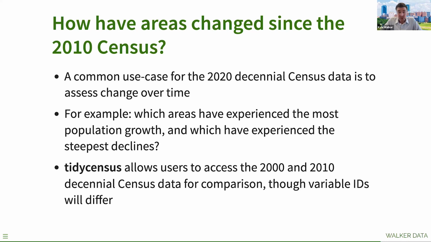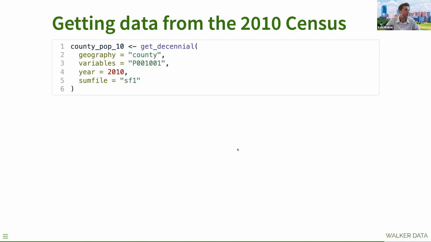Variable IDs will differ across the data sets, so we want to be careful about that. And there are some other things we need to be careful about, which I'll talk about. But let's grab some data from the 2010 census. So we specify a different variable ID that represents total population. I looked that up previously. For purposes of time, we're not going to do that.